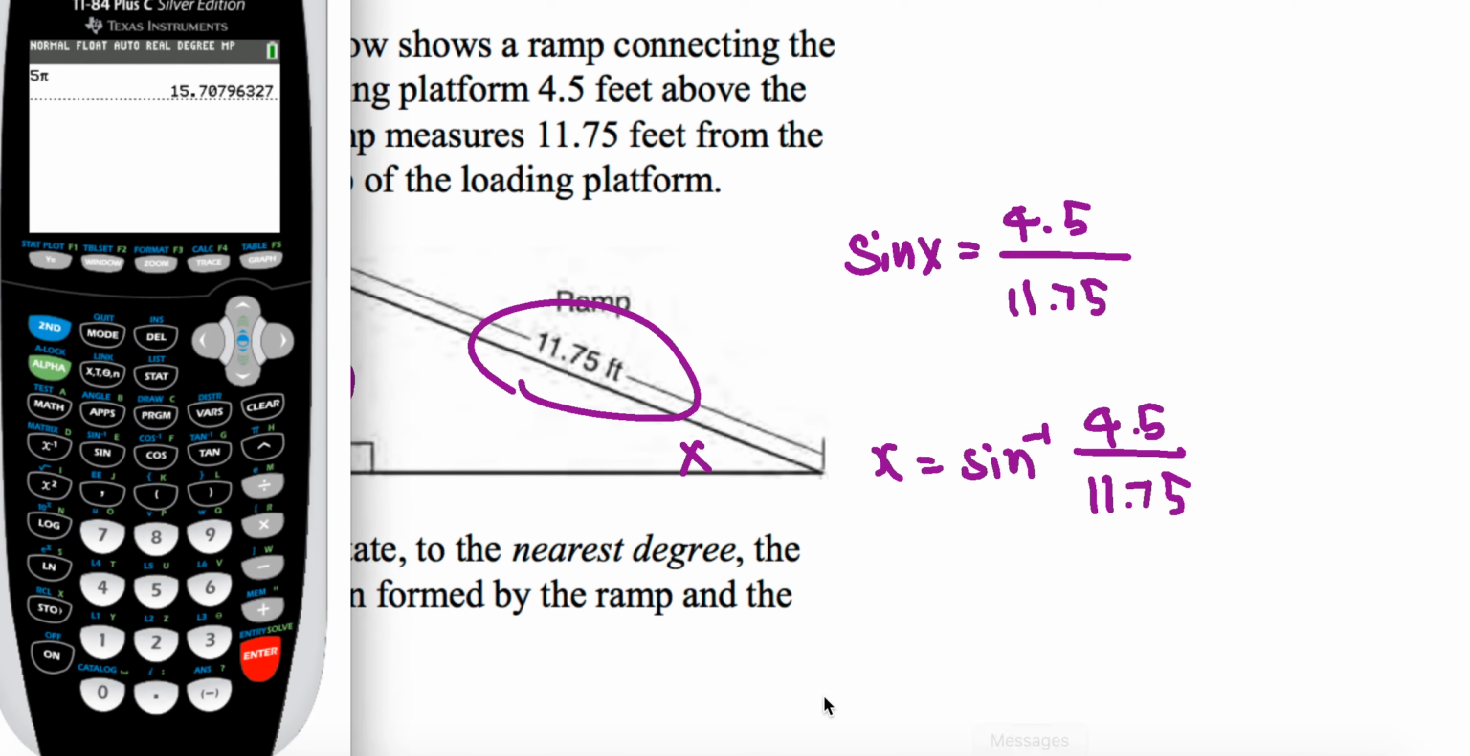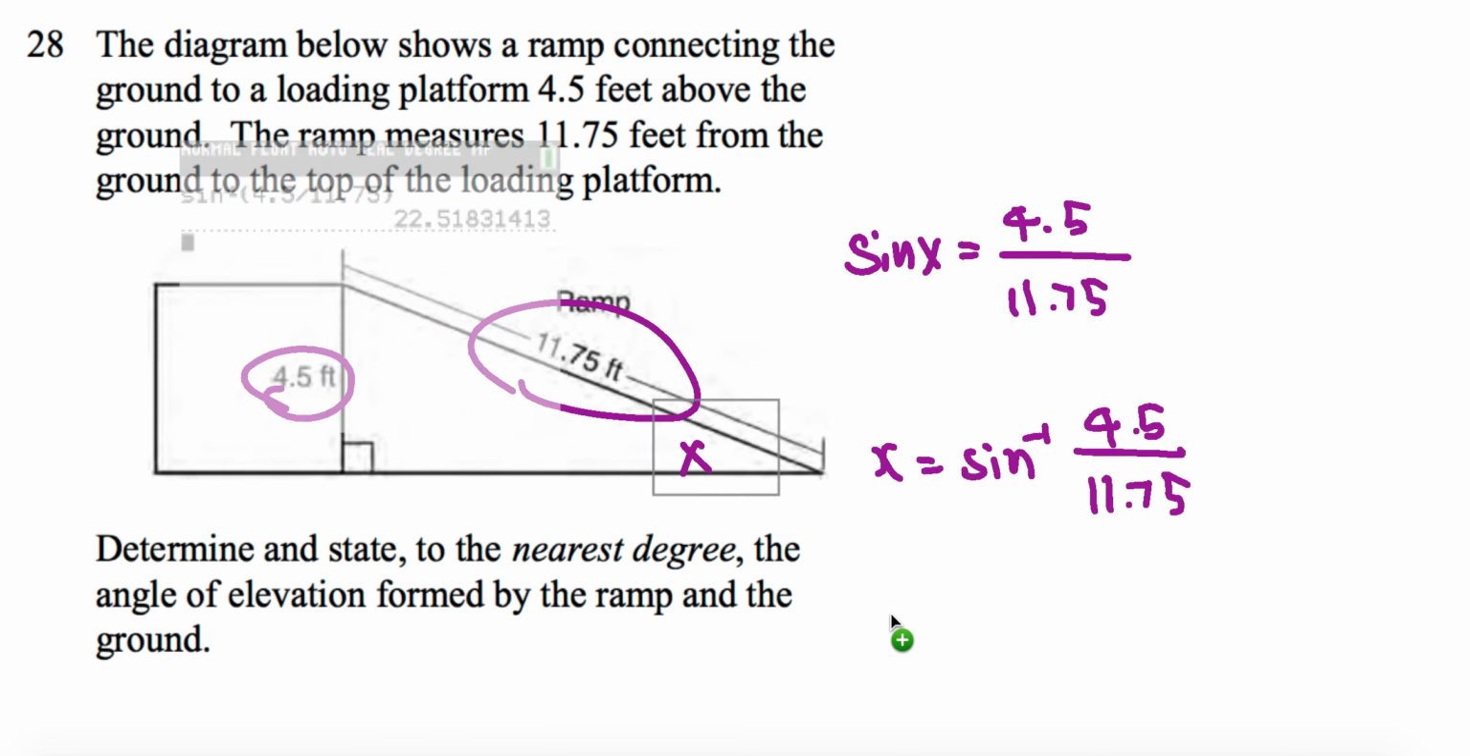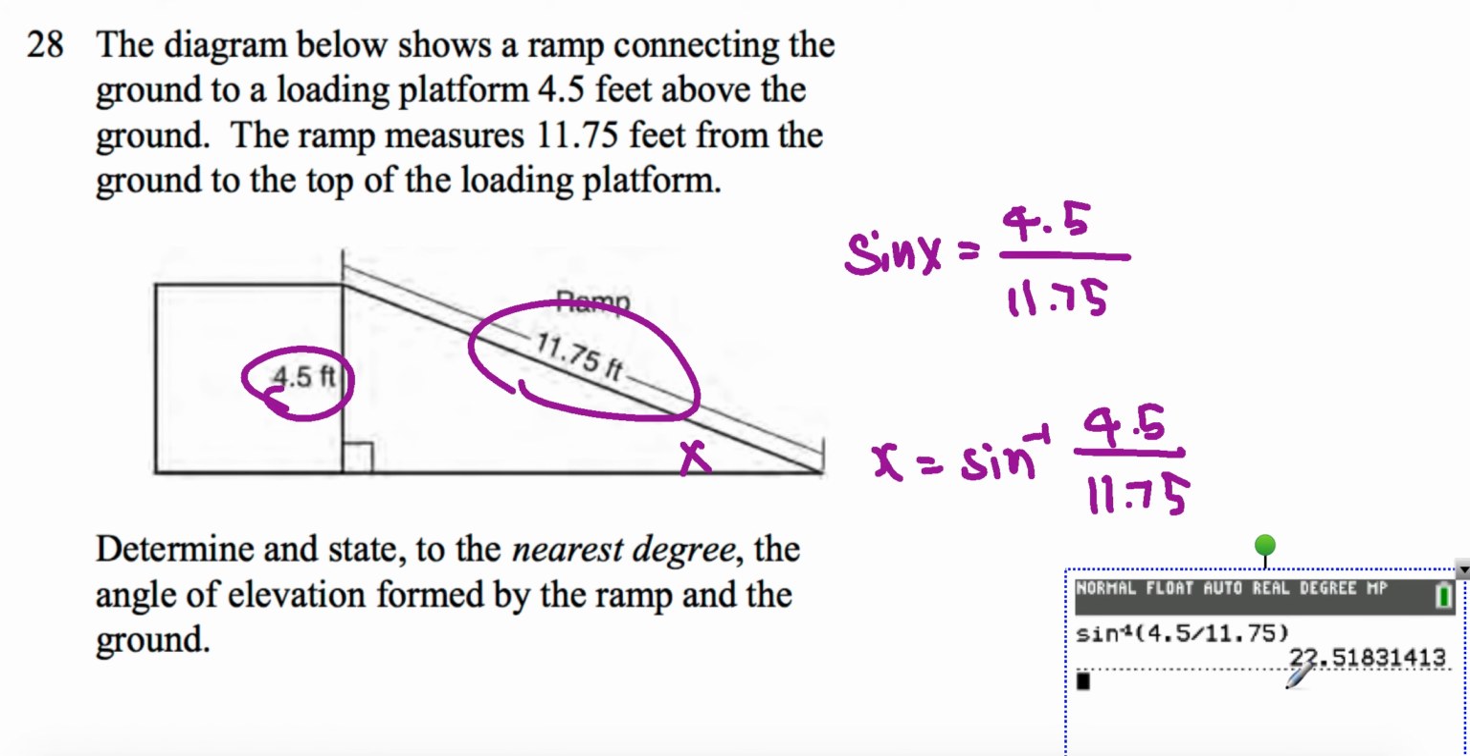So put that into the calculator. Second sine, 4.5 divided by 11.75. Then I realize it's 22.5. They want it to the nearest degree, so I'm going to write down 23 degrees.